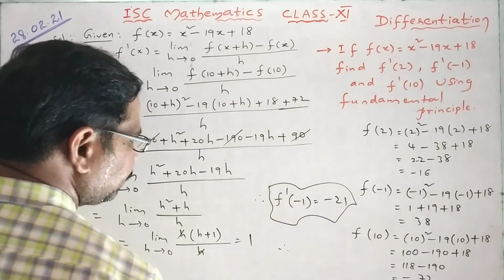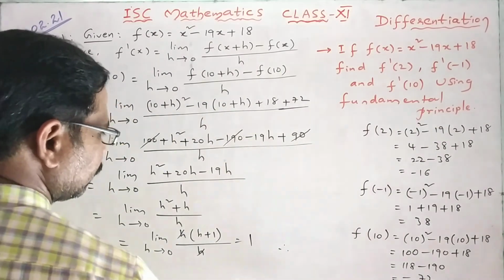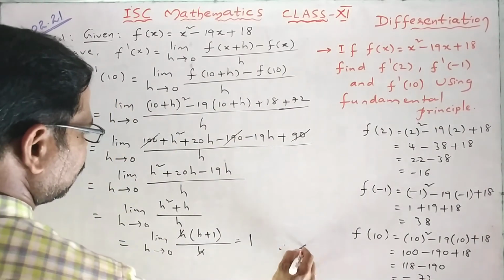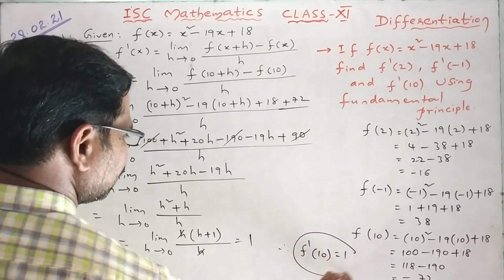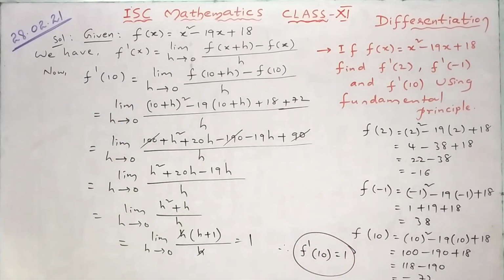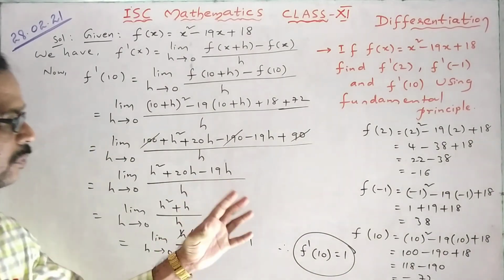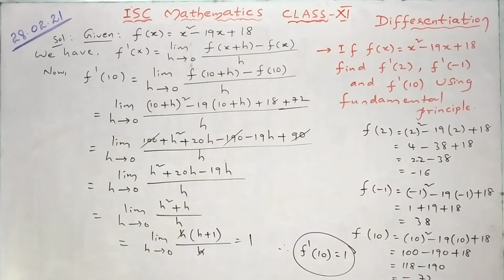Therefore, f dash 10 value is 1. This is the final answer. Hope it is clear. So with this problem, exercise 13.4 has been completed.